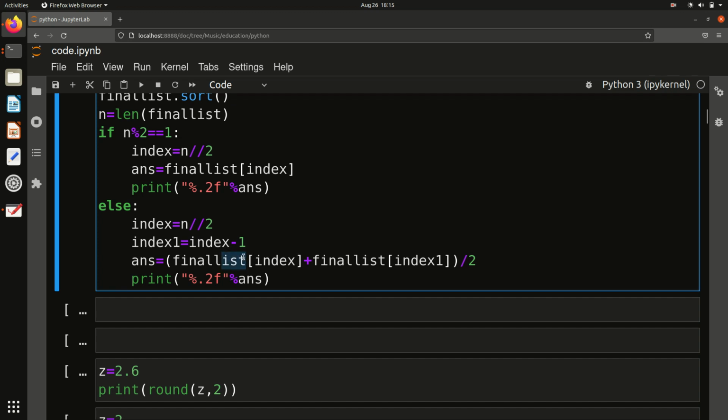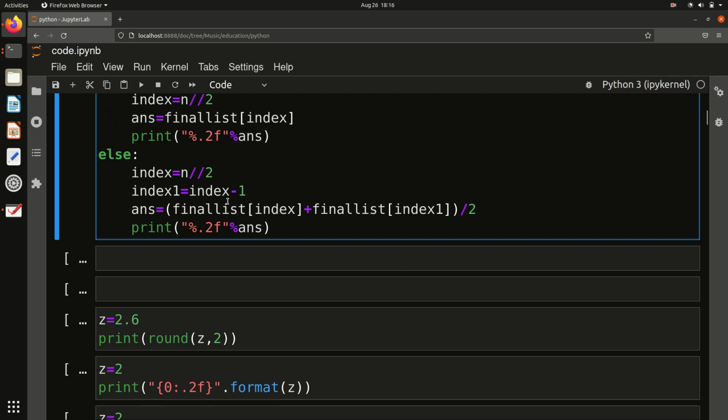Now since we got both the indices, just find the values. It will be the list value at index and the value at index 1, and take the average. Average is nothing, add both, divide by 2, put it in the answer, print it. Now this syntax is to print up to 2 decimal places. As you can see, .2 is there, and if you are asked to print up to 3 decimal places, just replace this 2 with 3, and it will do this.